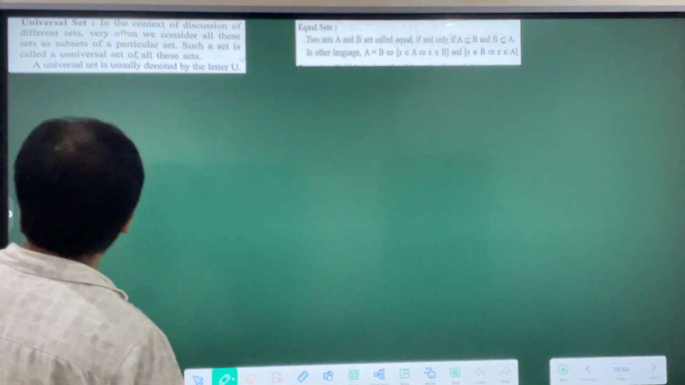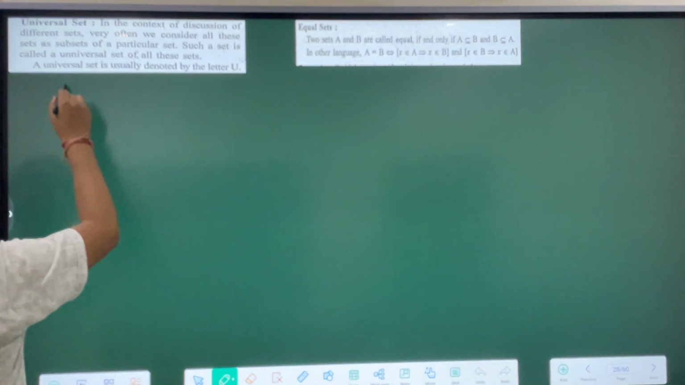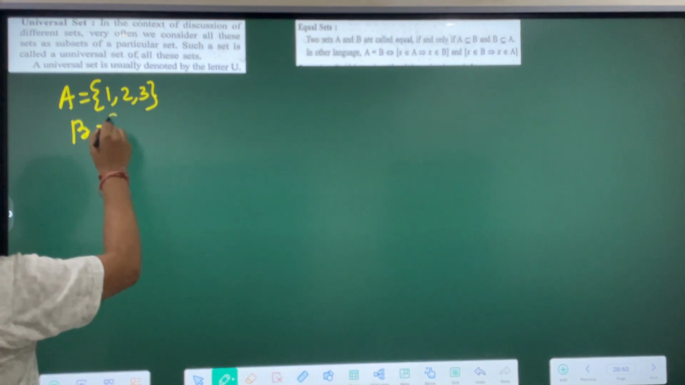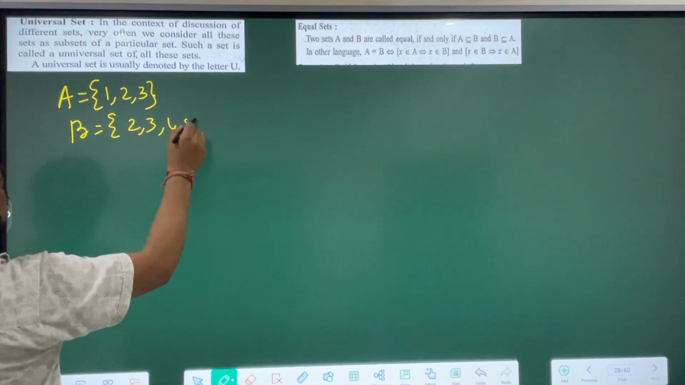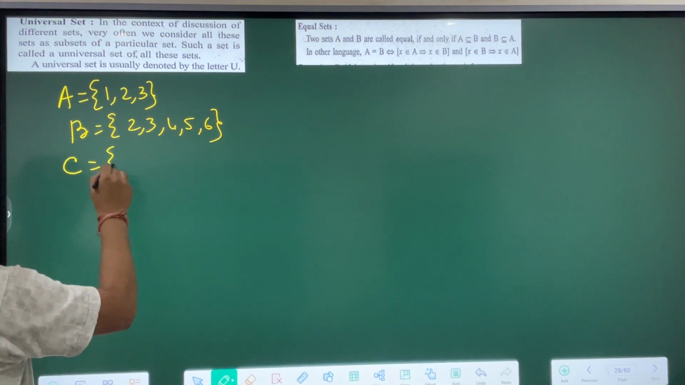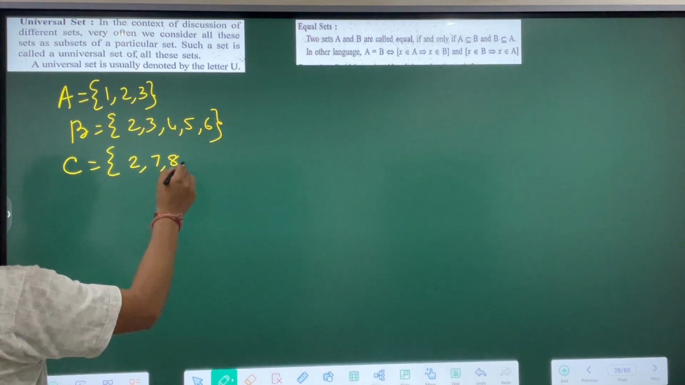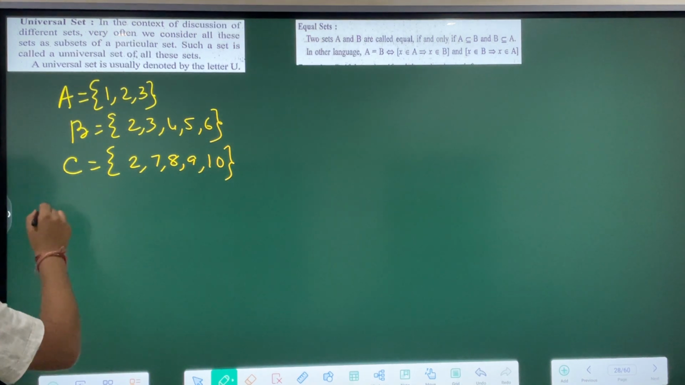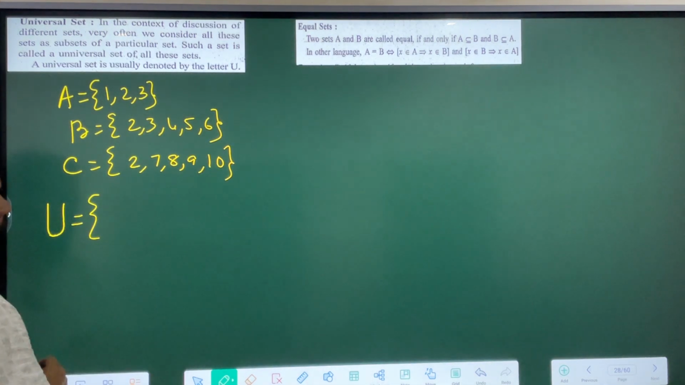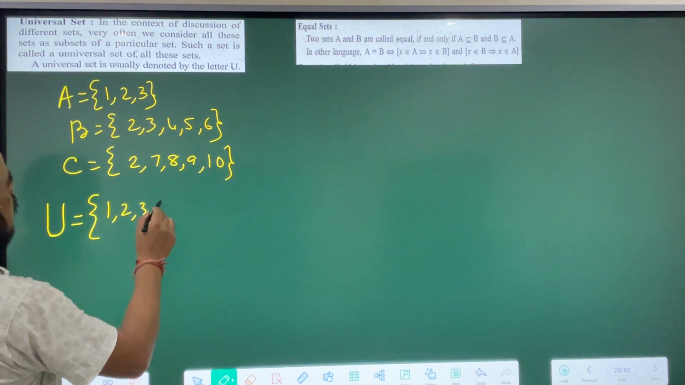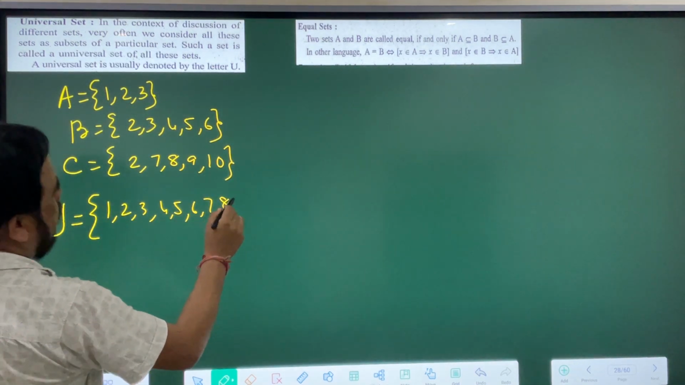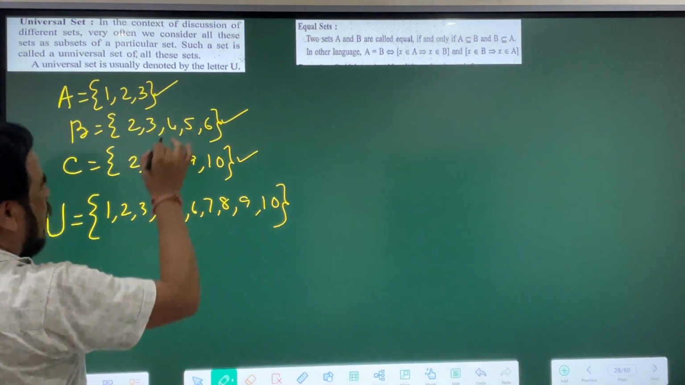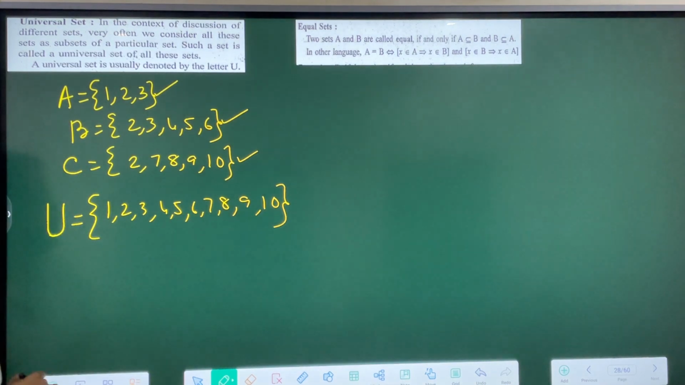Capital letter U. Now, A is the set {1, 2, 3}. B is the set {2, 3, 4, 5, 6}. C is the set {2, 7, 8, 9, 10}. So we have three sets. If we write all the elements in one set, 1, 2, 3, 4, 5, 6, 7, 8, 9, 10, these elements are all present in this set, which is called the universal set.